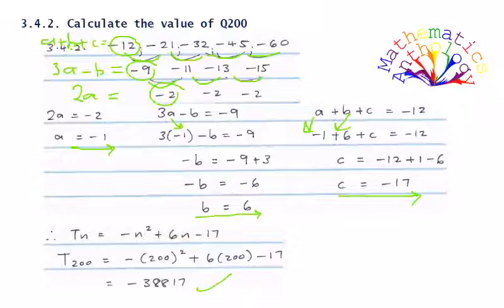So it'll be the 200th term in that sequence. So T200 will be negative 1 times 200 squared plus 6 times 200 minus 17. And I get an answer of negative 38,817.